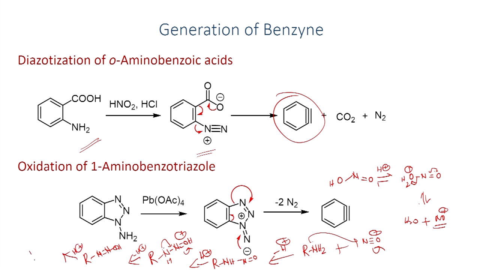Since you carry out the reaction in acidic medium, in this way you will be able to form the disodium salt. Once you form this salt, it can readily lose nitrogen as well as CO2, and you will be able to form the benzyne intermediate.